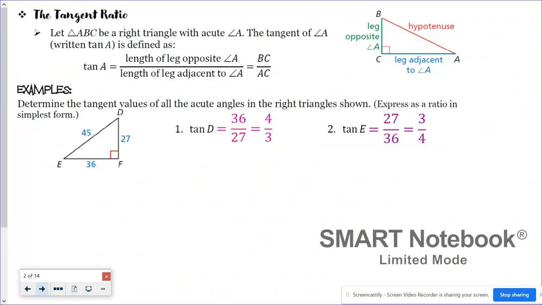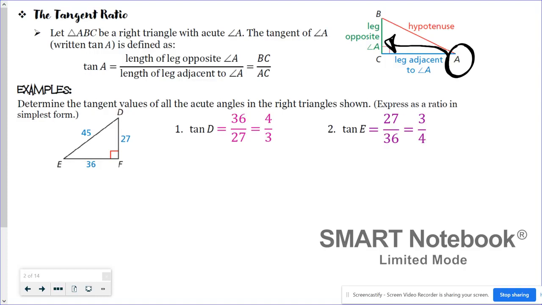So tangent. Tangent is the ratio of the leg opposite a given angle over the leg adjacent to a given angle. Okay, so like here in this diagram for triangle ABC, A is that given angle, and directly opposite angle A is that opposite leg. Okay, the leg adjacent to angle A is obviously the adjacent leg, and then the hypotenuse is always going to be opposite the right angle. That never changes.